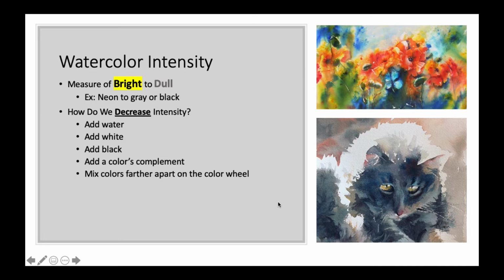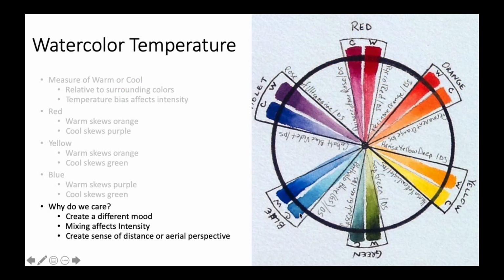And you want to mix colors further apart on the color wheel. If you think back to the color wheel from the previous slide, the cool blue and the warm red are further apart on the color wheel, so those are going to neutralize more. But if I really want to neutralize blue, I want to use an orange pigment.